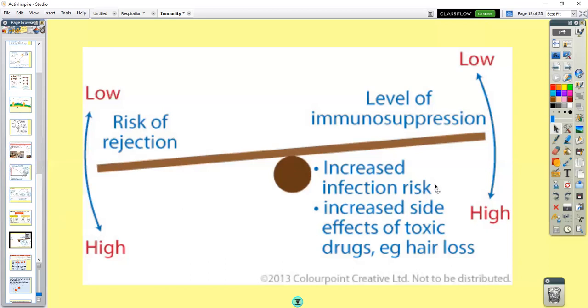Okay, so if the level of immunosuppression, so think of this as drugs, or the concentration of the drugs given to the patient is low, there's a high risk that T lymphocytes will reject transplanted tissue. Whereas if the level of immunosuppressive drugs given to the patient is high, it can have these side effects, but then the risk of rejection is lower. So it's trying to weigh up that balance.